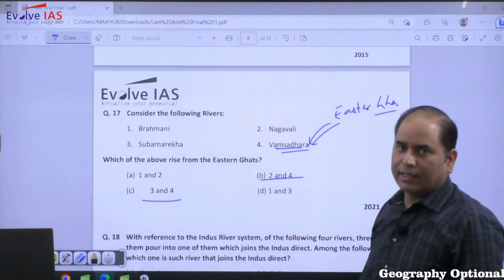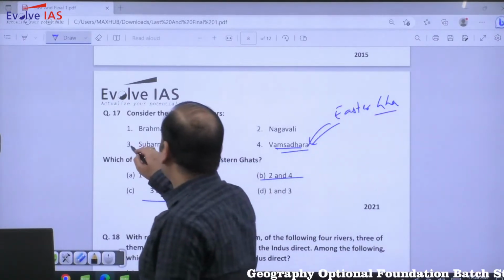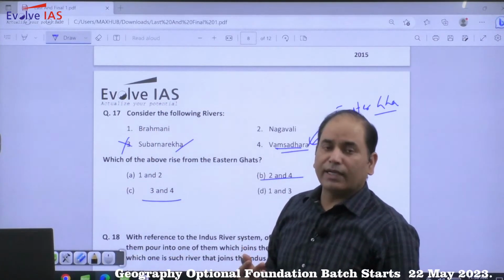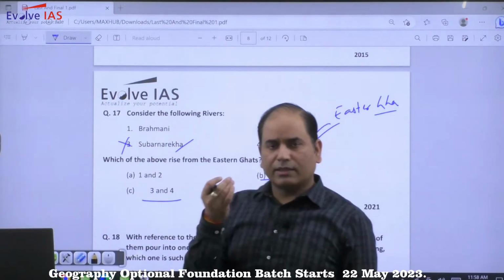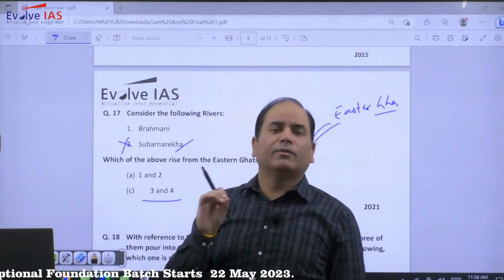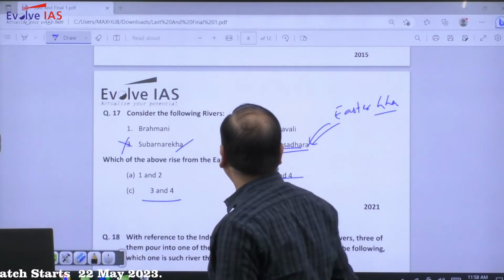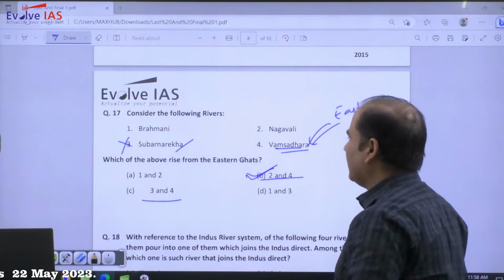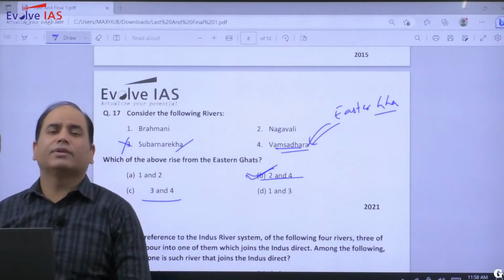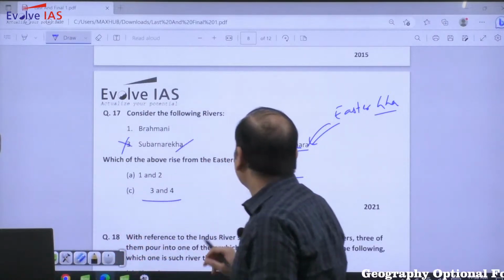Subharna Rekha river is of Odisha. Subharna Rekha is also originating from that Ranchi plateau. So Subharna Rekha is not there. Brahmani, Subharna Rekha, these are very well known rivers, and it is expected that even if you just go through the OBS atlas, on the first page, your physical map, you will find them there as well. So that is not the case. So the right answer will be Nagvali and Vansdhara. So it is not every time that you need to know exactly the things, but sometimes even if you have an idea about the basic static part, you will be able to do it. So the answer of this question will be 2 and 4.